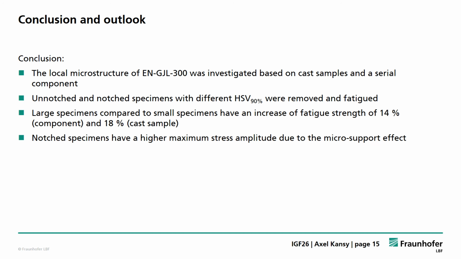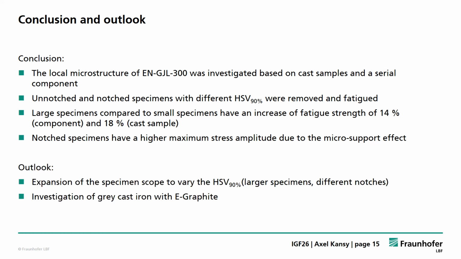The microstructure was similar. Specimens with different highly stressed volumes were removed and fatigued. We observed that large specimens had an 18% for the cast samples and 14% for the component higher fatigue strength compared to the small specimens. This effect is contrary to the statistical size effect for other cast iron materials such as ductile iron. Notched specimens show significantly higher local fatigue strength, which can be attributed to a very good micro-support effect.